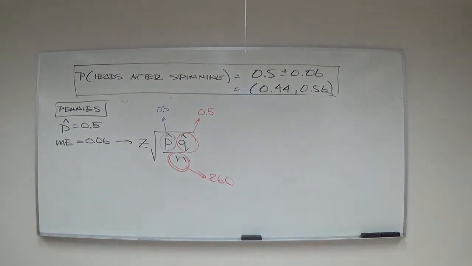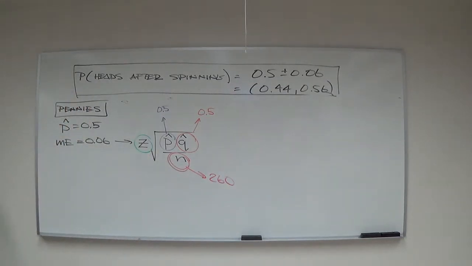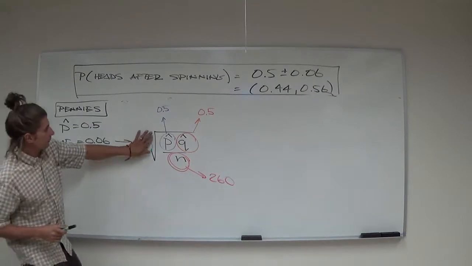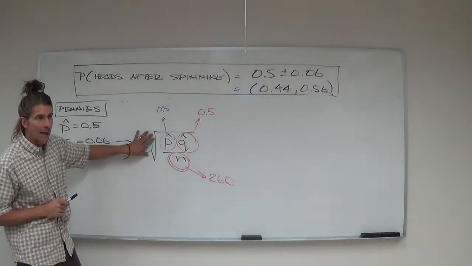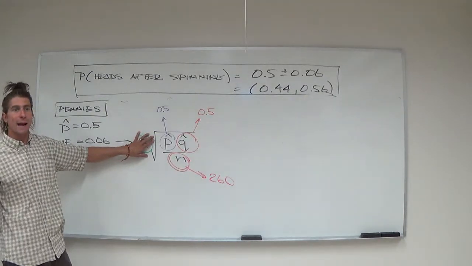The last point that I want to hit before I send you guys out of here for your break is what this little z is. Because this is the guy that controls how wide your margin is. This right here, the square root of p hat q hat over n, that's called one standard error.